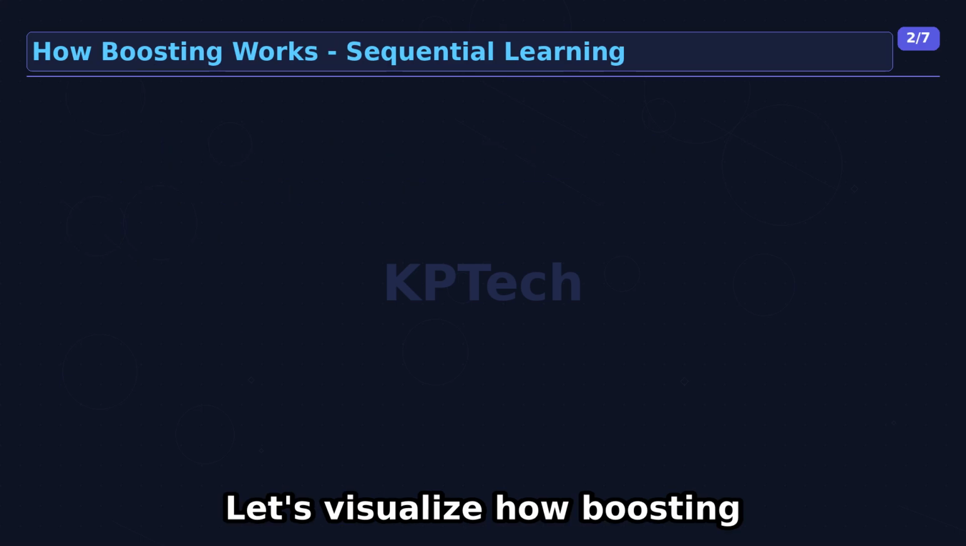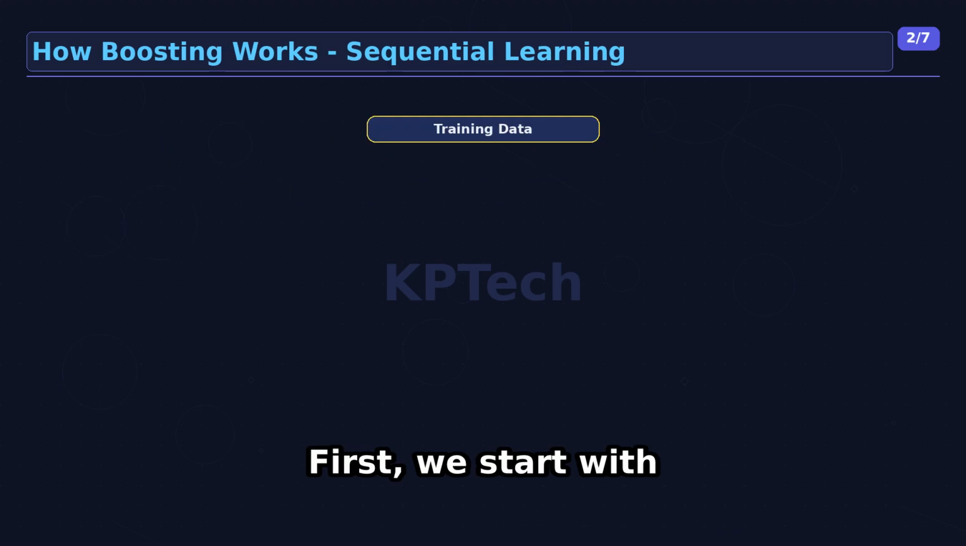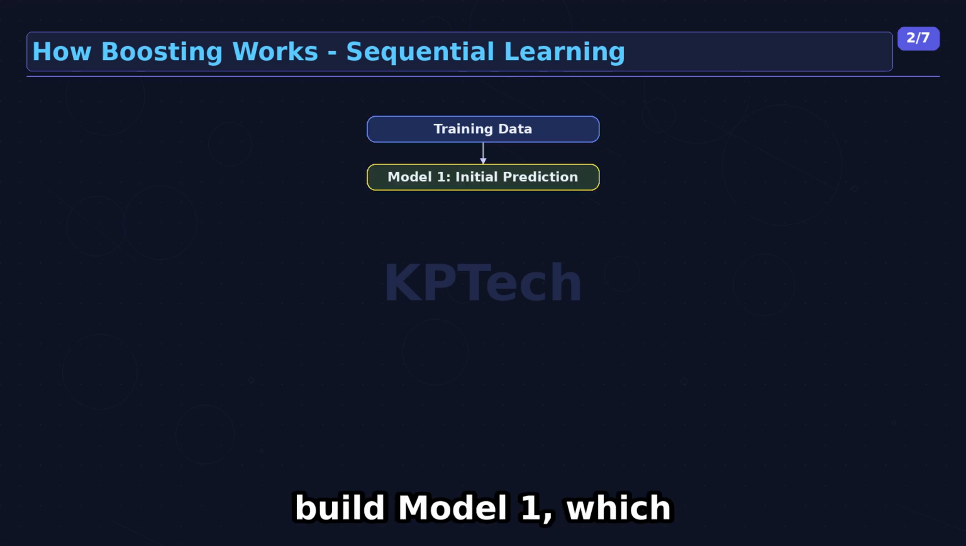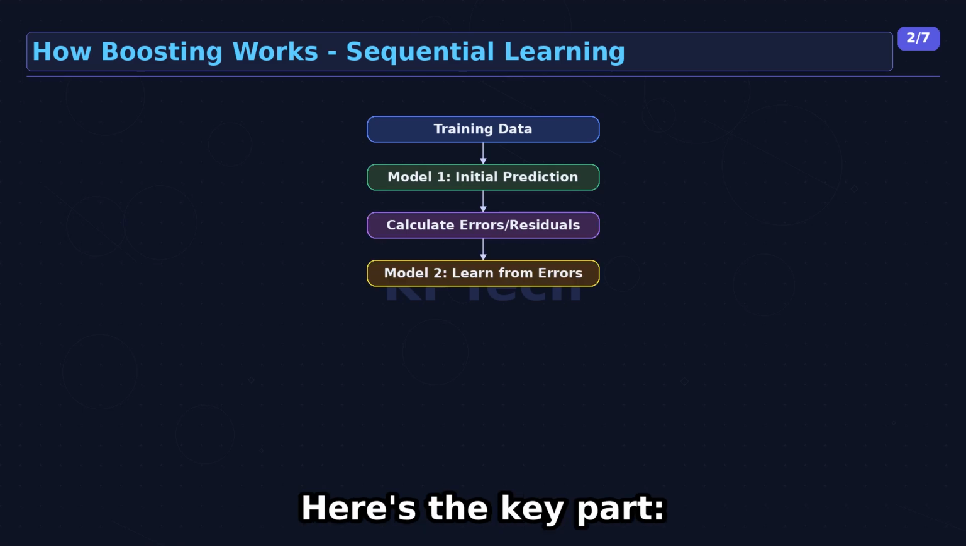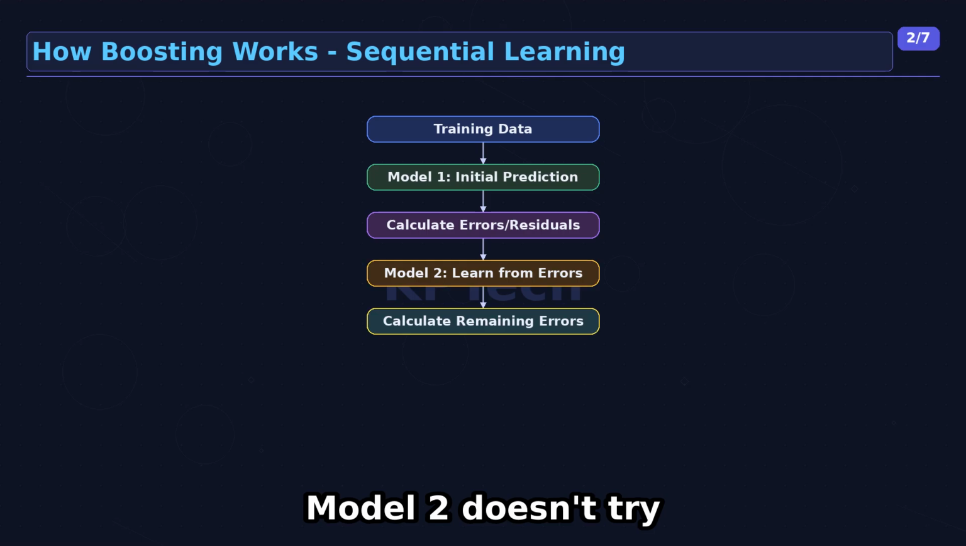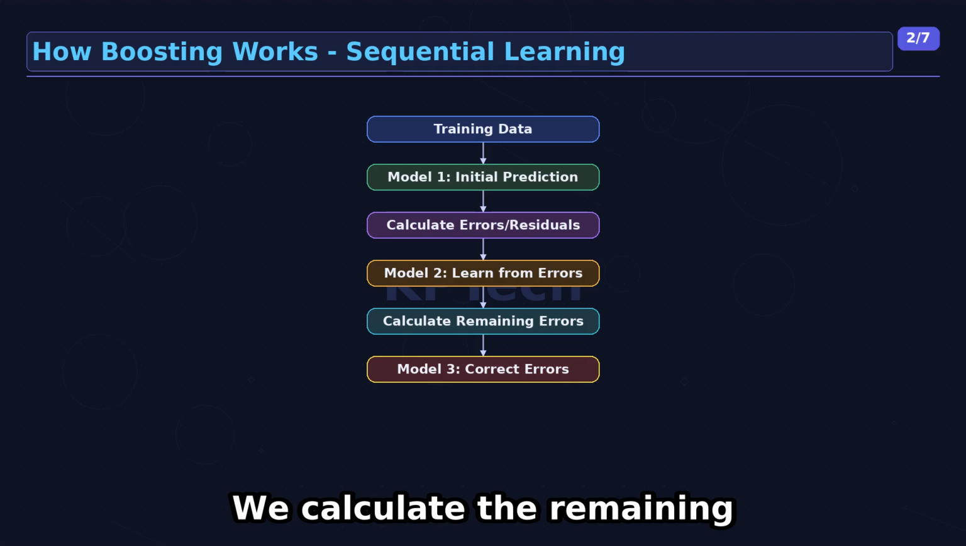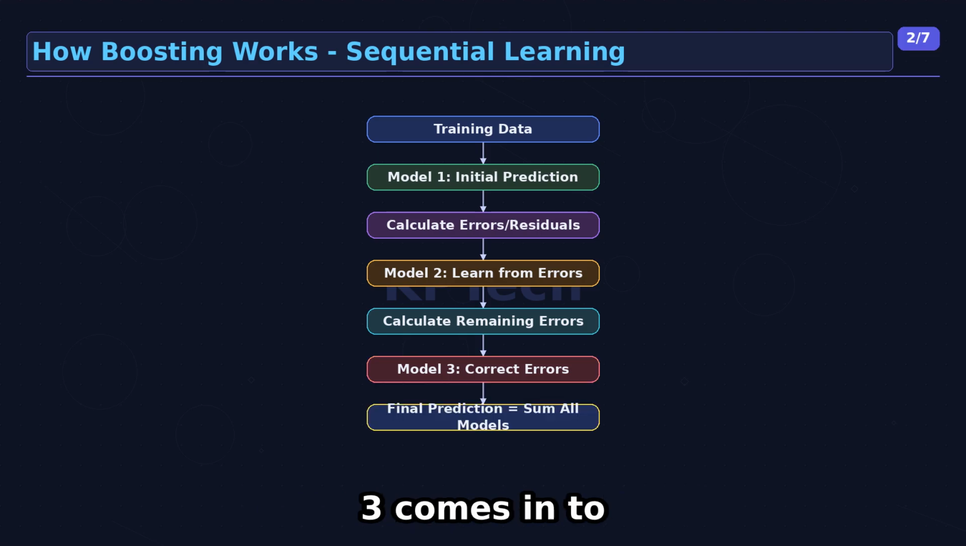Let's visualize how boosting actually works. First, we start with our training data and build Model 1, which makes an initial prediction. Then we calculate the errors, or residuals, from that prediction. Here's the key part: Model 2 doesn't try to predict the original target, it tries to predict those errors. We calculate the remaining errors again, and Model 3 comes in to correct what's left. The final prediction is simply the sum of all models working together. Think of it like a team of specialists where each one focuses on fixing what the previous person missed.